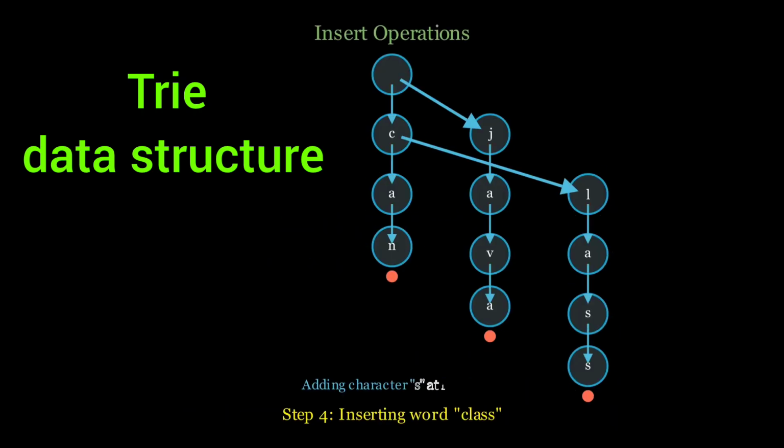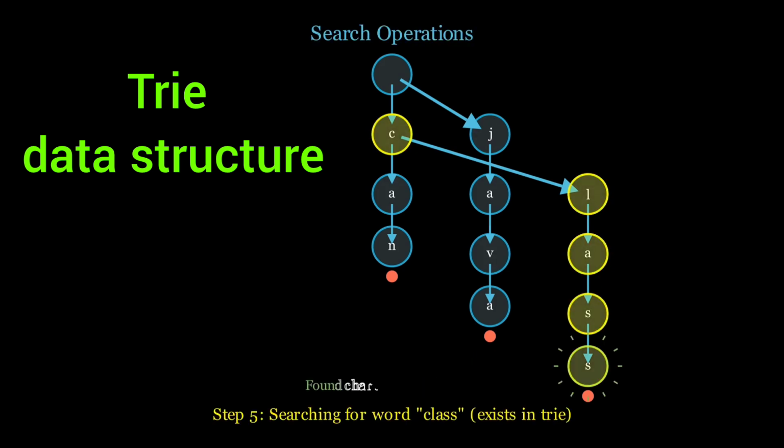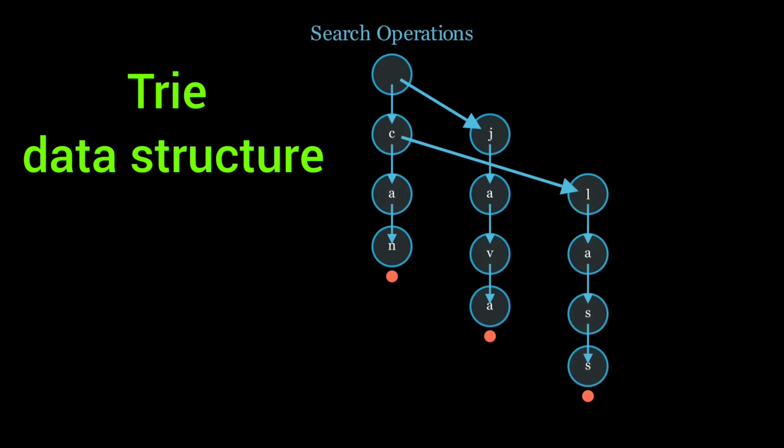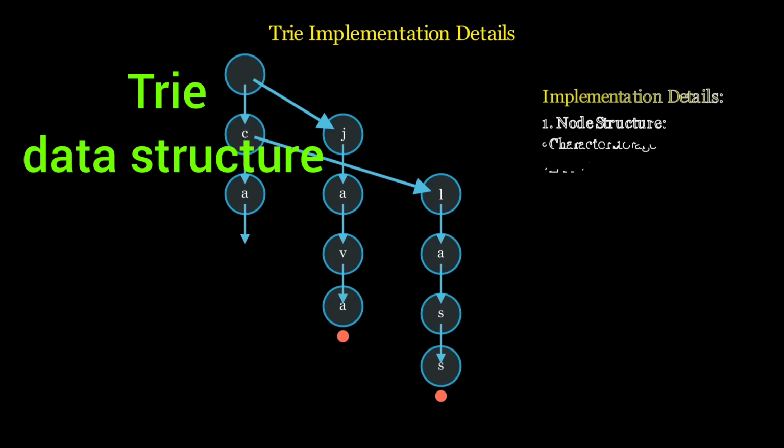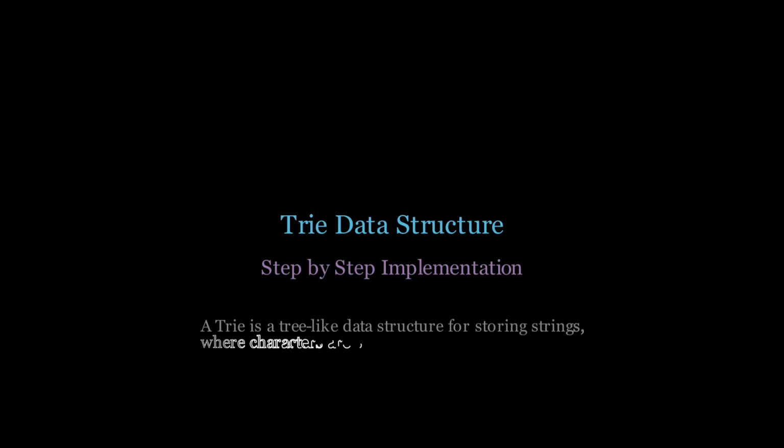What if I told you the technology behind your keyboard's autocomplete feature could be built in just a few minutes? Yes, today we are going to visualize the Trie data structure, the brilliant tree-like system that powers lightning-fast word searches. Let's dive into a step-by-step visual guide of the Trie data structure.